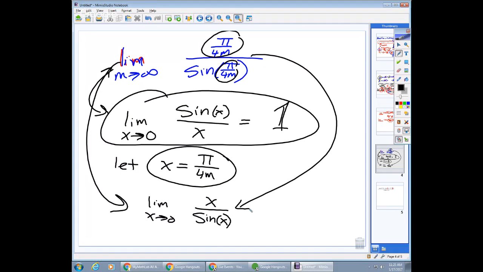So what must that limit be equal to according to that middle line? What happens if you flip 1? 1, you get 1. Yes, this has to be 1 according to that.